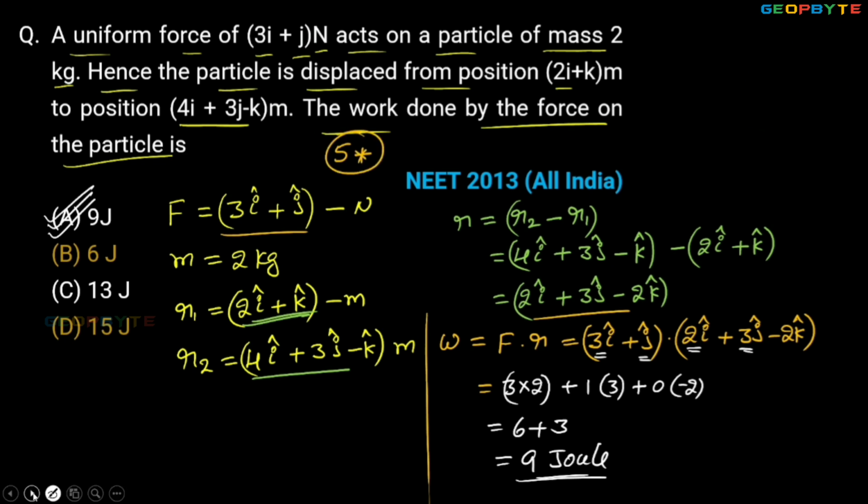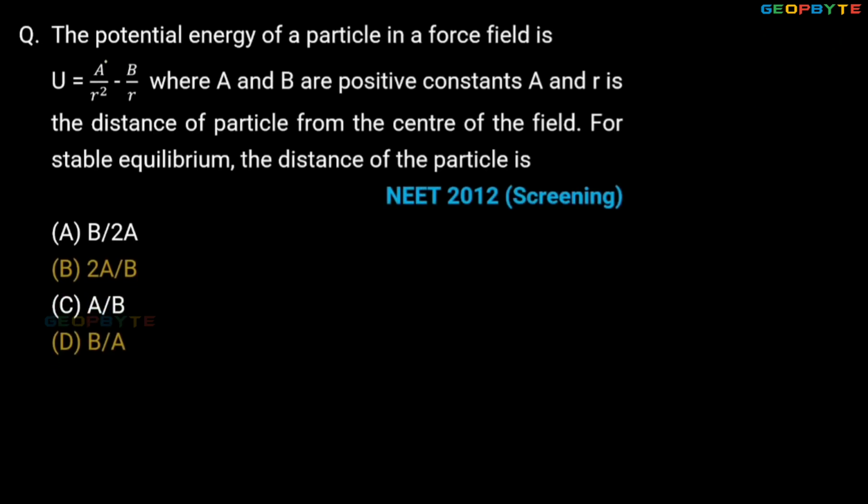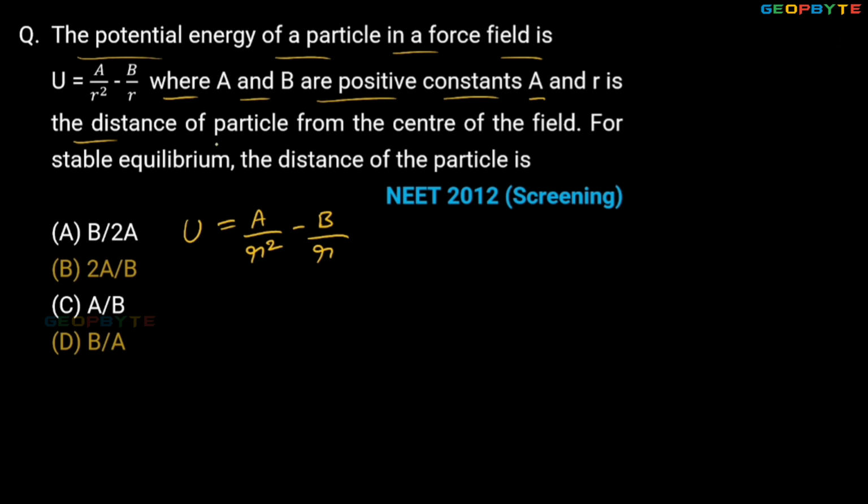Okay. Similarly, let's take another important problem. Look at this problem asking like this. The potential energy of a particle in a force field is U equal to A by r square minus B by r, where A and B are positive constants, and r is the distance of the particle from the center of the field.